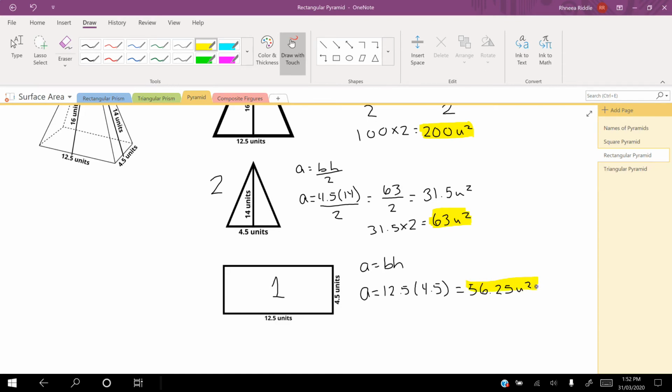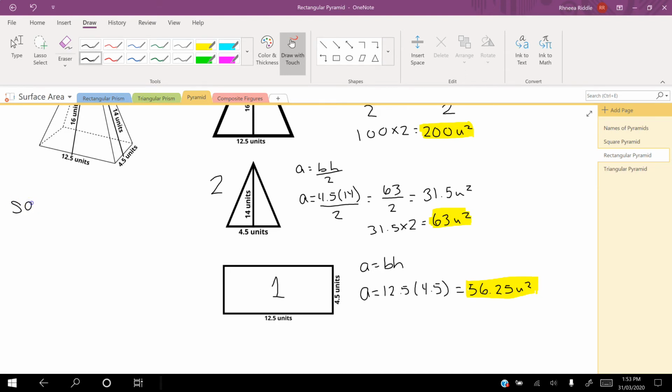And because there's only one rectangular face that looks just like that one, we're not going to multiply by anything. And our last step is adding up all the areas together to find the entire surface area.